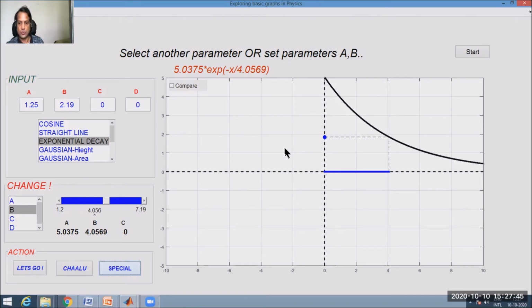So to summarize, in the function a exponential minus x by b, the parameter a will be that value of y when x is equal to 0, and the parameter b is that value of x when y becomes 1 by e of a.